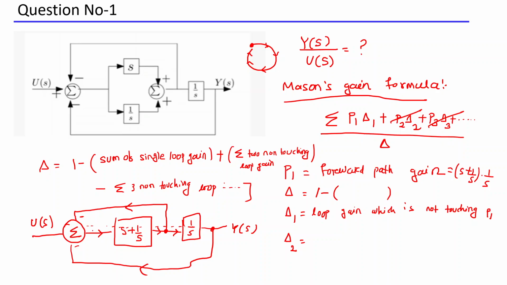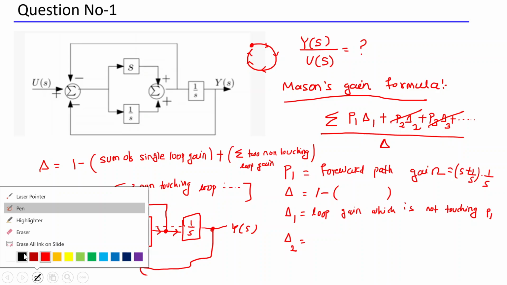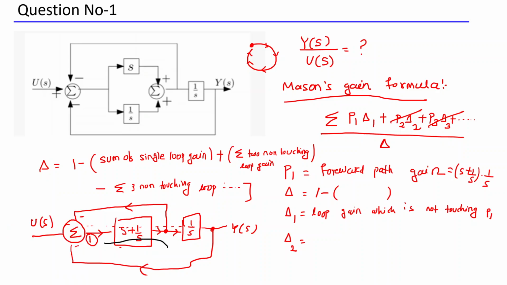If I start at this point, let's say this point is 1, then how do I come back to the same point again? One loop I can clearly see. If you change the color, you can clearly see that this is one loop. This is loop number 1. Is there any other loop? Yes. If you come here, here, here, here and go back and reach the same point, this is another loop 2. So how many individual loops are there? There are 2 loops. So first of all, find out the gain of loop 1 and loop 2.